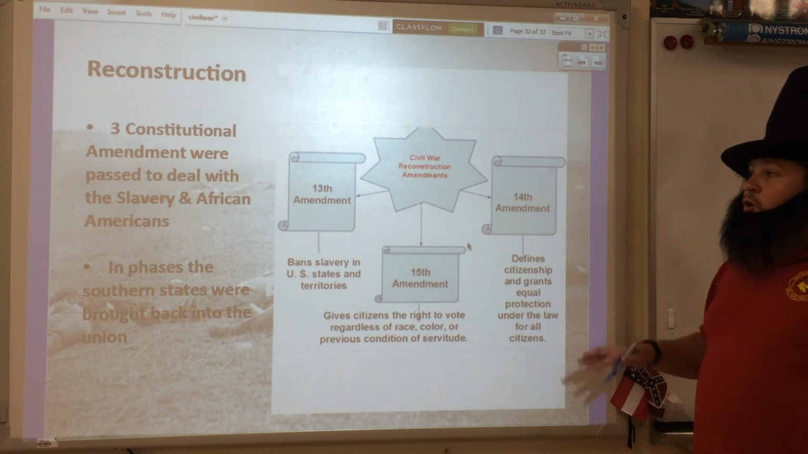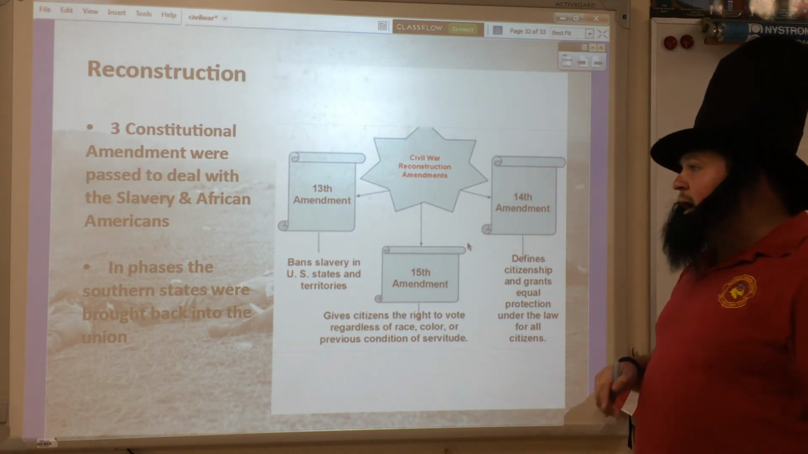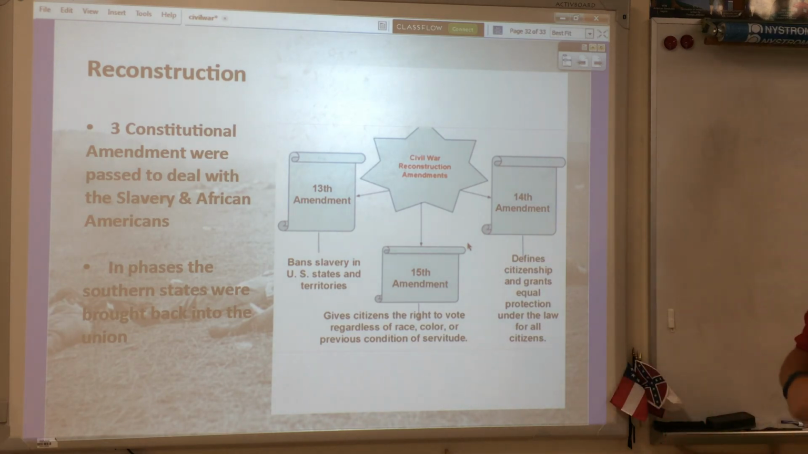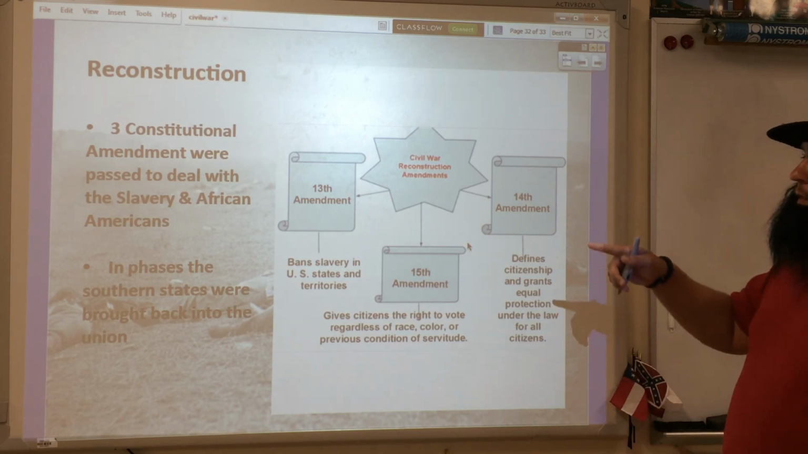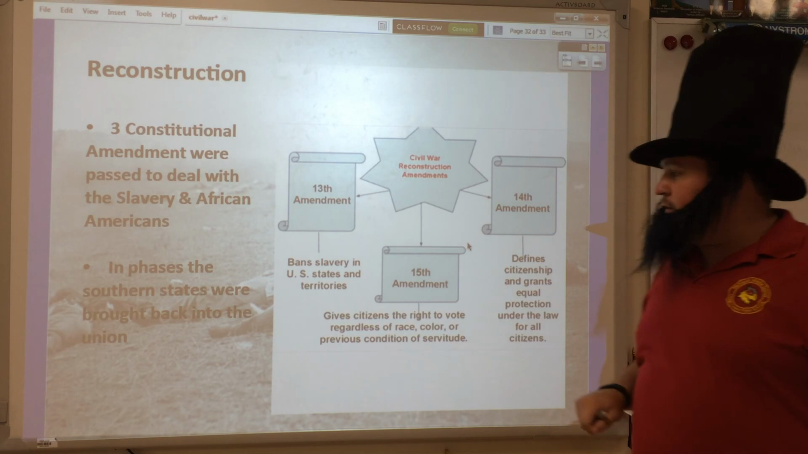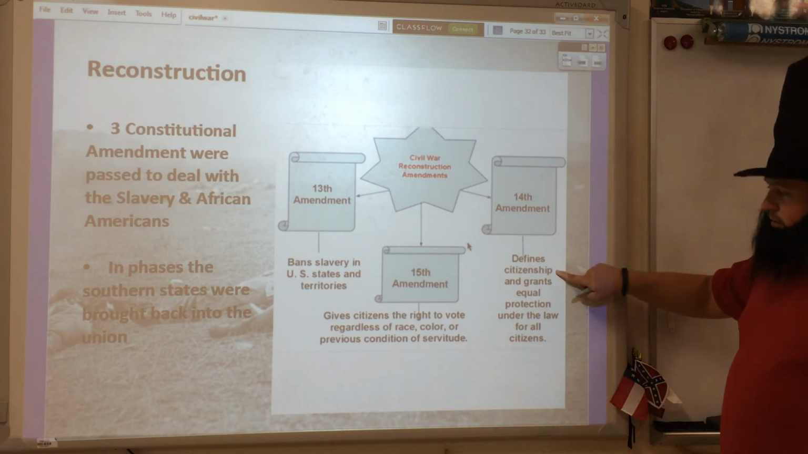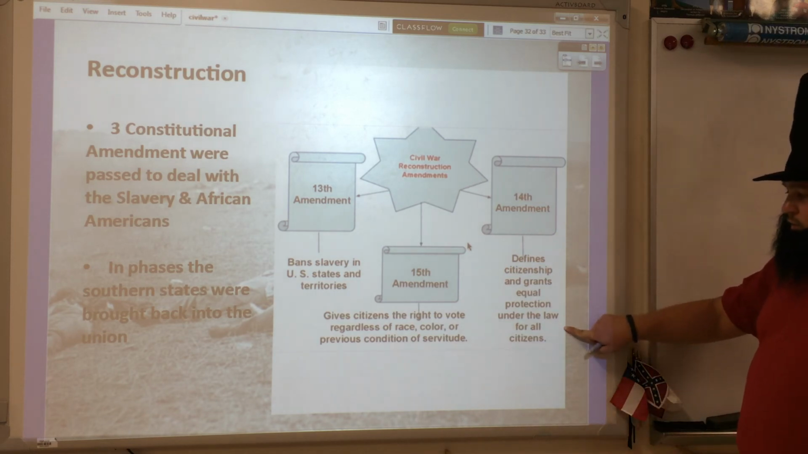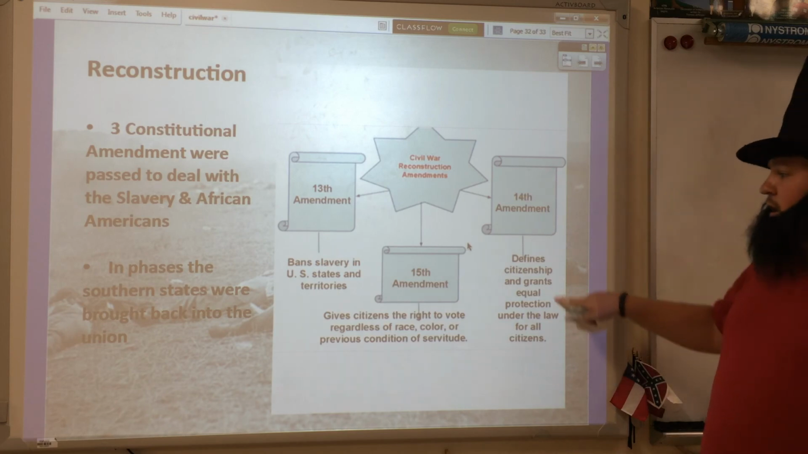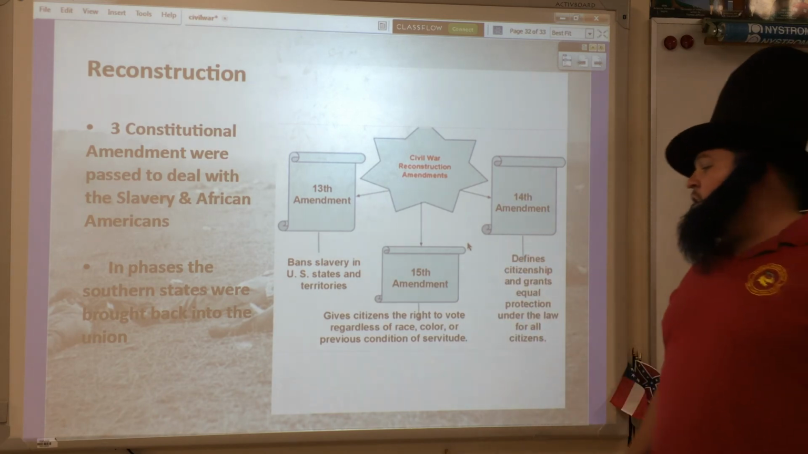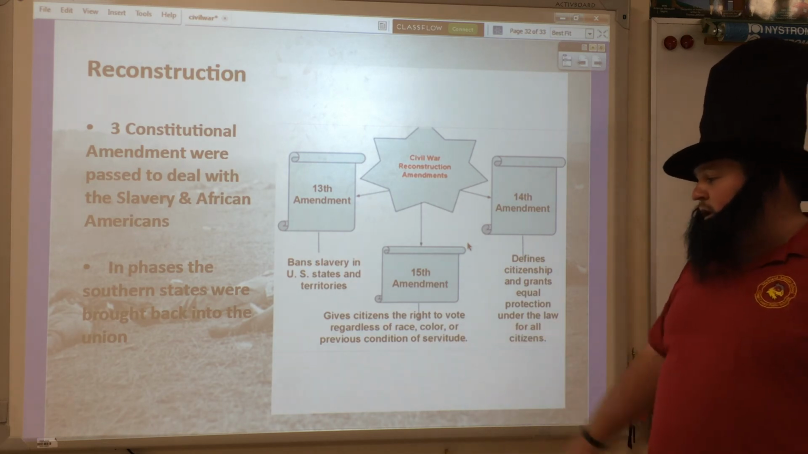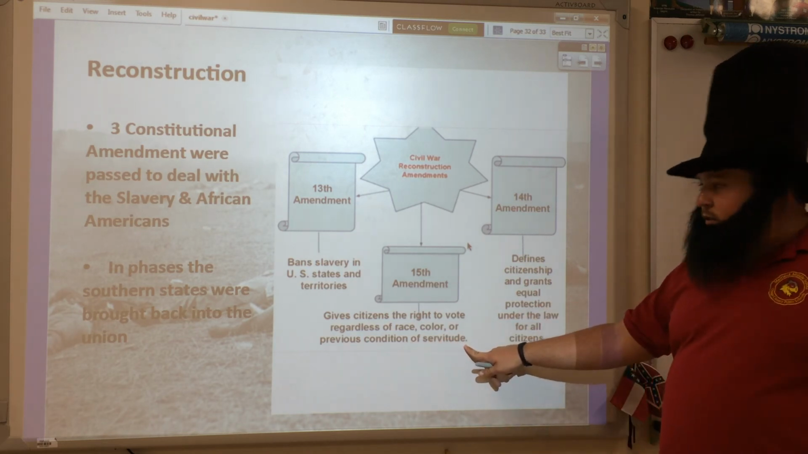Okay, now, 3 constitutional amendments were passed that dealt with slavery in African Americans after the war, this Reconstruction period. The 13th Amendment, which bans slavery in the U.S. and territories. The 14th Amendment, which defines citizenship and grants equal protection under the law for all citizens. And the 15th Amendment, which gives citizens the right to vote regardless of race, color, or previous condition of servitude, meaning even if they used to be slaves.